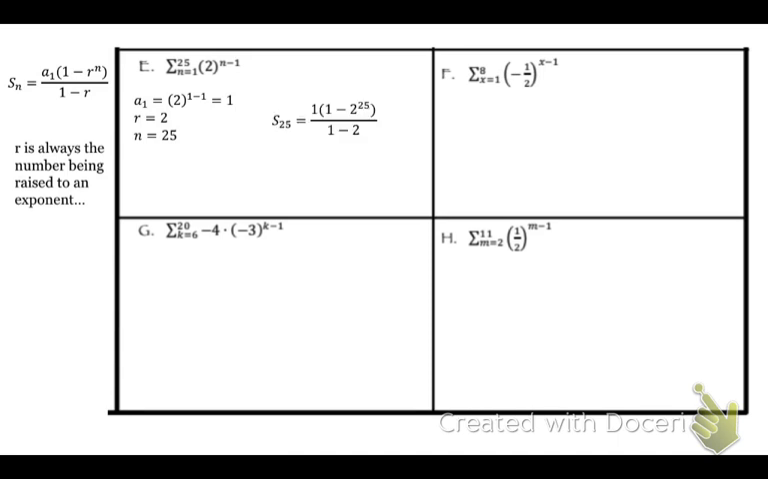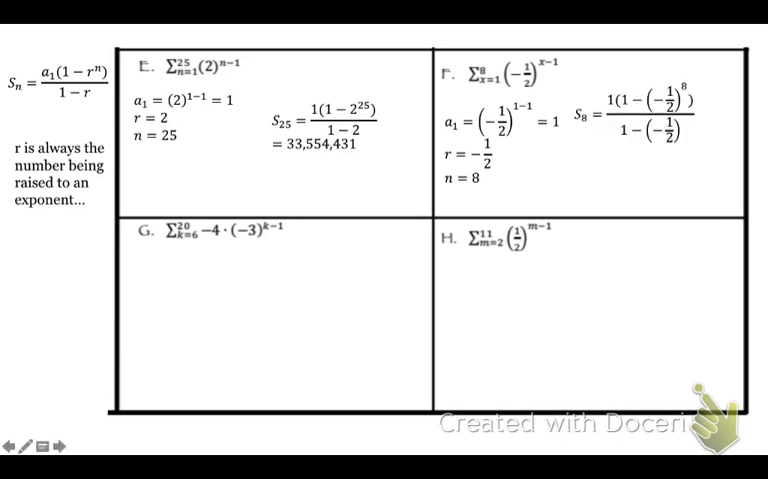And n equals 25. So S25 equals 1 times (1 minus 2 to the 25th power) divided by (1 minus 2), which is 33,554,431. For this next one, a sub 1 is 1 again. r is negative 1/2 because it's the number being raised to the exponent, and the number of values is 8. So S sub 8 is 1 times (1 minus (negative 1/2) to the 8th power) over (1 minus negative 1/2). And you get 0.6640625, which can be changed to 85 over 128.